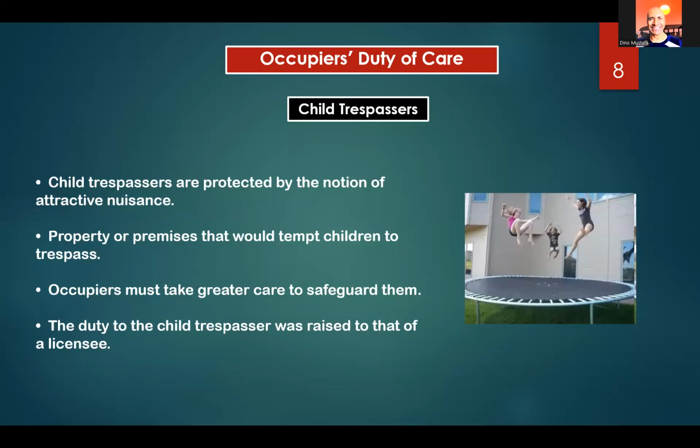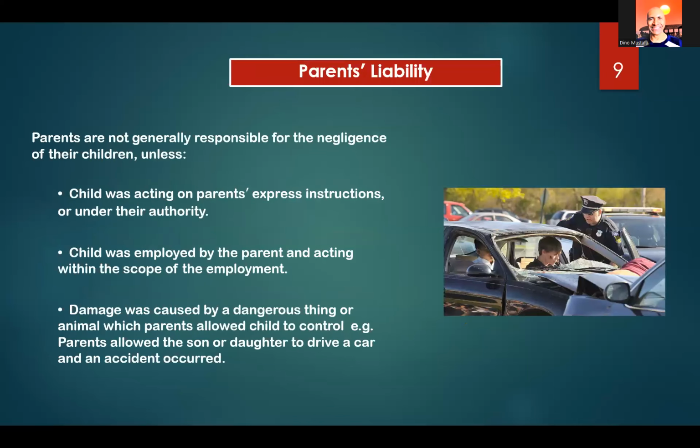Occupiers must take greater care to safeguard them. So the duty to the child trespasser was raised to that of the licensee. So it's as if they have a consent from you. Like, I told you about the hydro person coming to your land and checking the meter. They have your implied consent, because you use the hydro. The children will be considered like that, as if they have consent because you just kept your backyard open, right? All right.